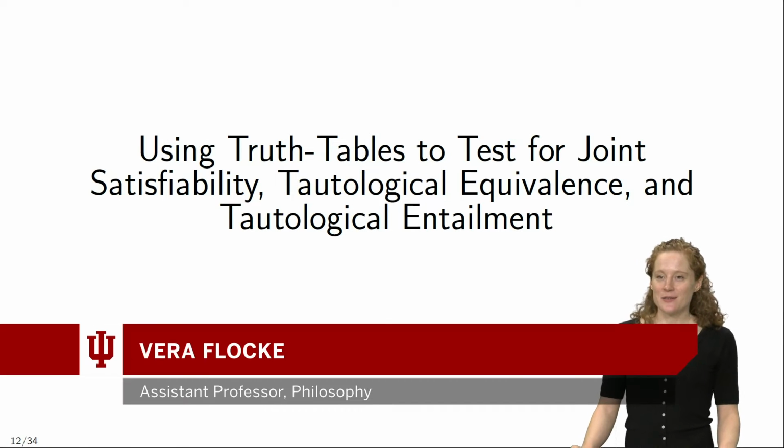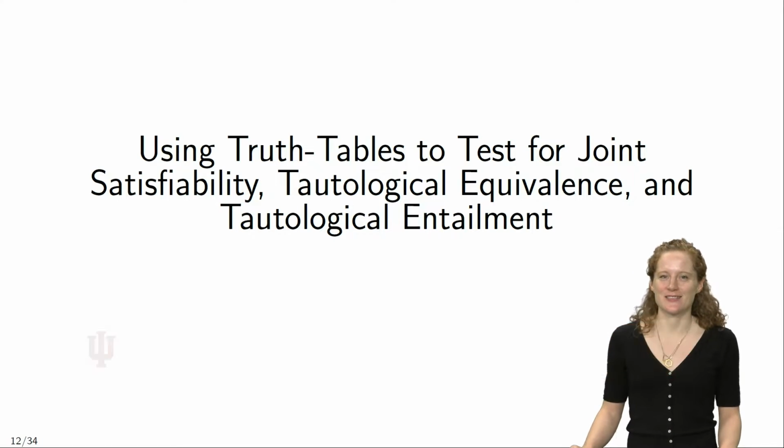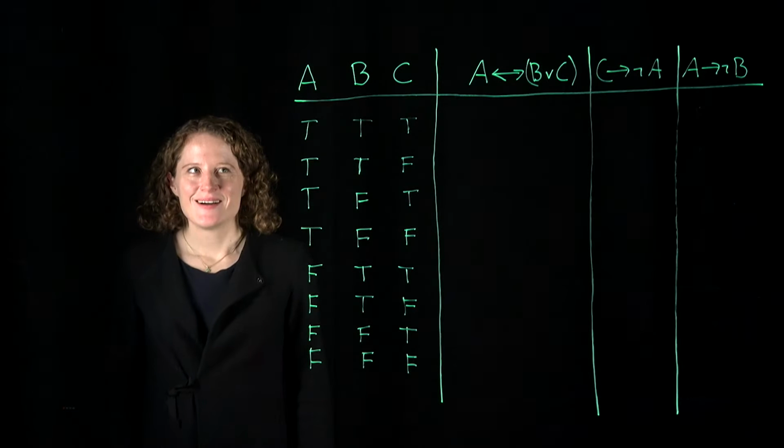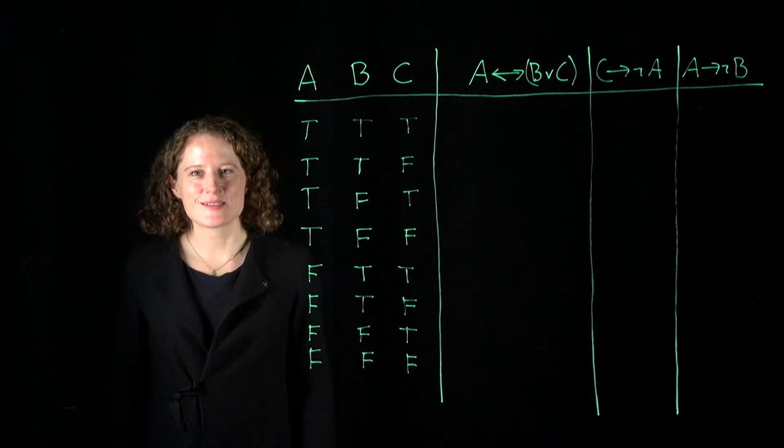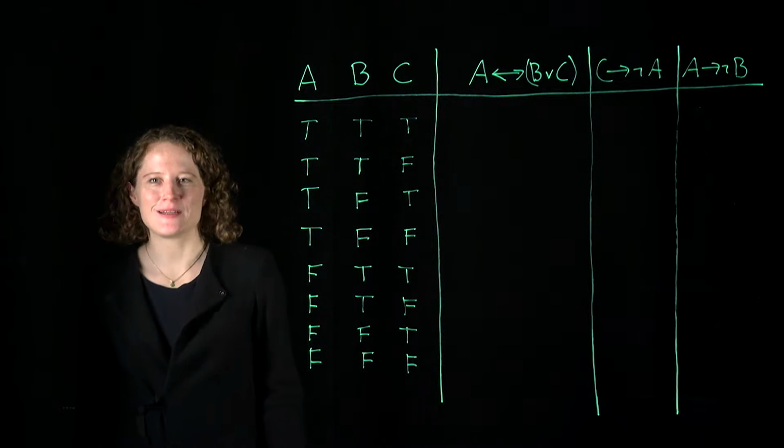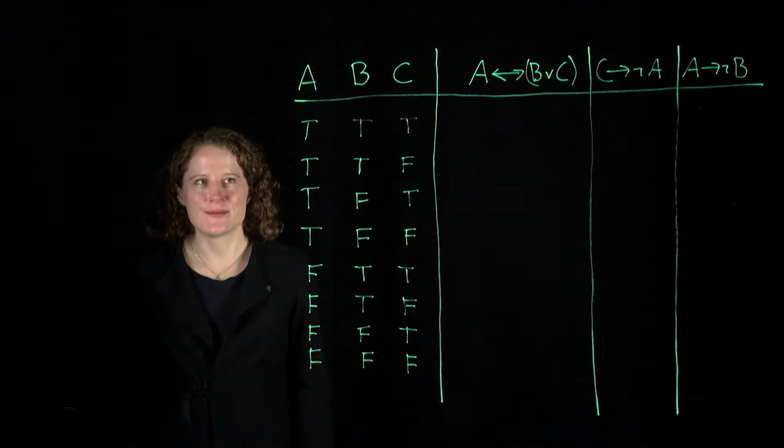Let's see how we can use truth tables to test for joint satisfiability, tautological equivalence, and tautological entailment. Okay, how can we use truth tables to test for joint satisfiability? Let's look at an example.